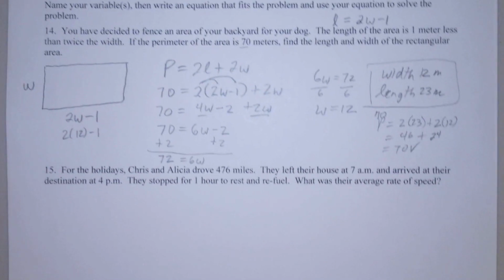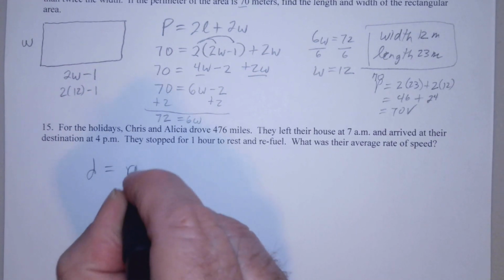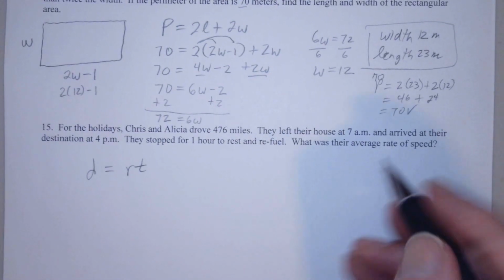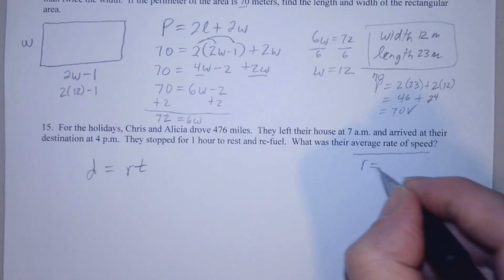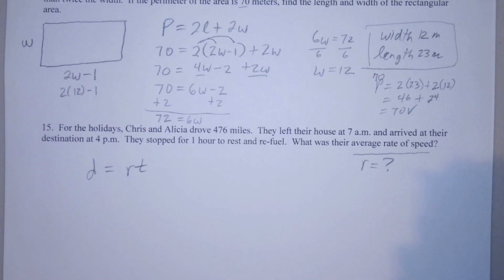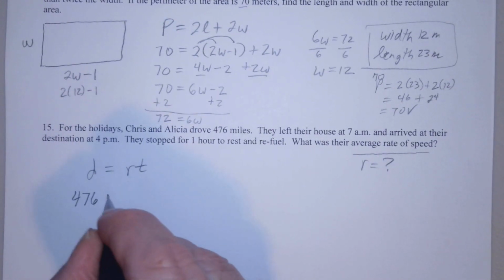All right, let's look at number 15. It says, for the holidays, Chris and Alicia drove 476 miles. They left their house at 7 a.m. and arrived at their destination at 4 p.m. They stopped for 1 hour to rest and refuel. What was their average rate of speed? So hopefully you recognize that you need the distance formula here. We're looking for the average rate of speed. That would be R. We want to know what R is. That means they must have given us the distance and the time. So the distance they drove was 476 miles.